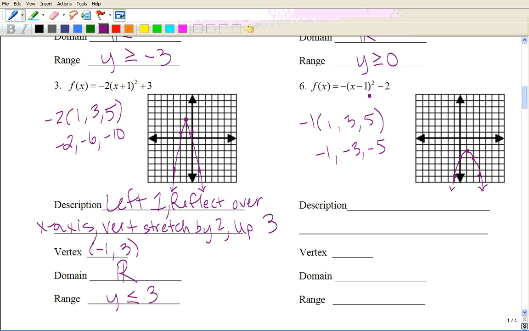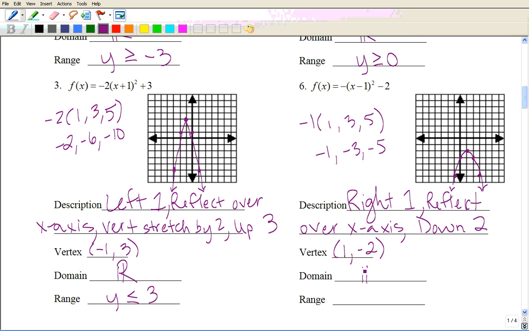So my description, so the -1 means to go to the right 1. The negative means to reflect over, it's messy. Oh well. Reflect over the x-axis. And then finally down 2. My vertex is at 1, -2. My domain is all real numbers. And my range is y is less than or equal to -2.